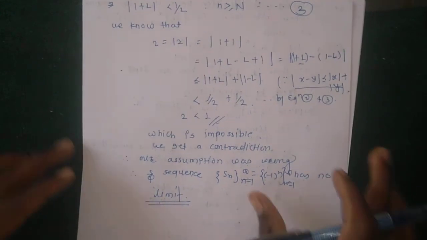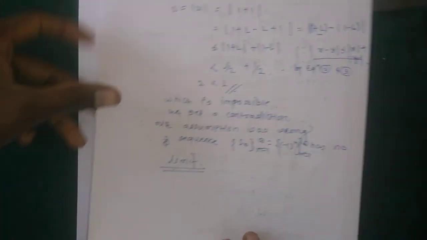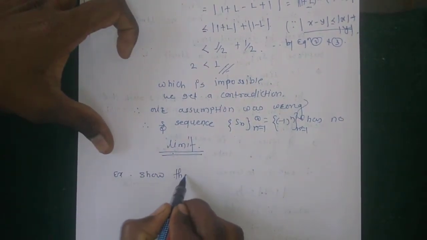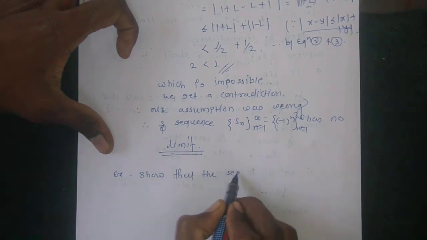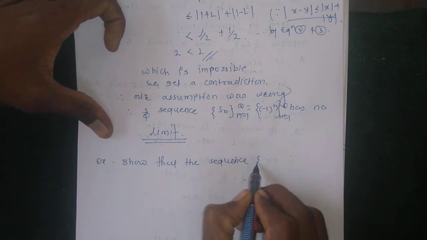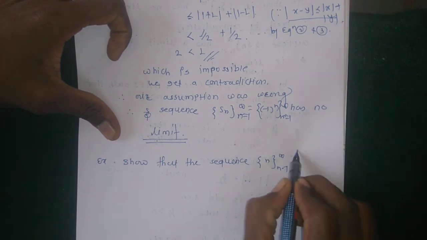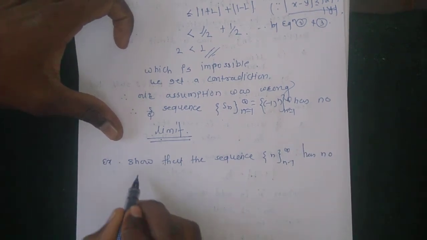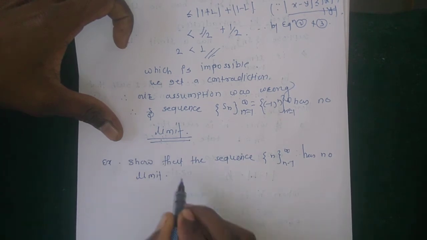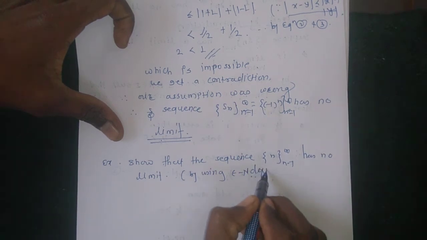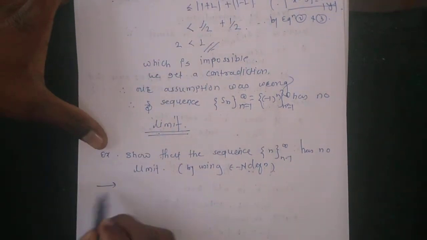Then the next, similar example: show that the sequence Sn equal to n, where n runs from 1 to infinity, has no limit by using the epsilon n definition of the limit of a sequence. So how do we prove that this sequence also has no limit? Their proof is also by contradiction.